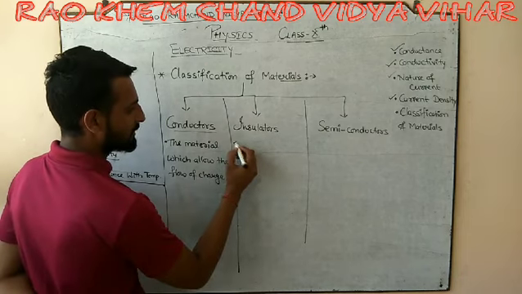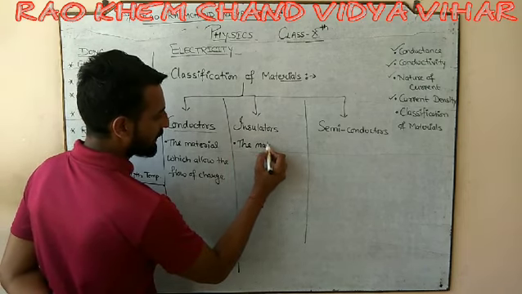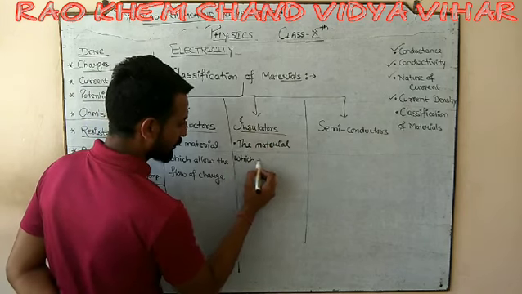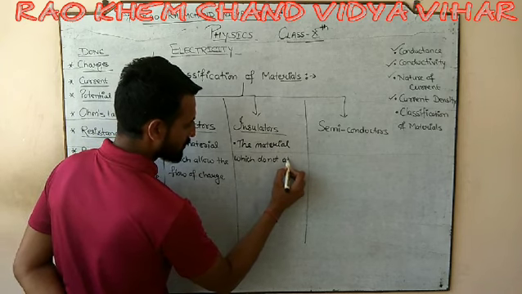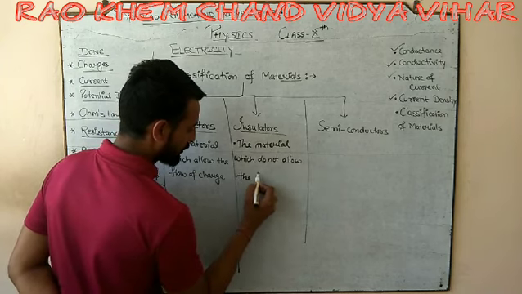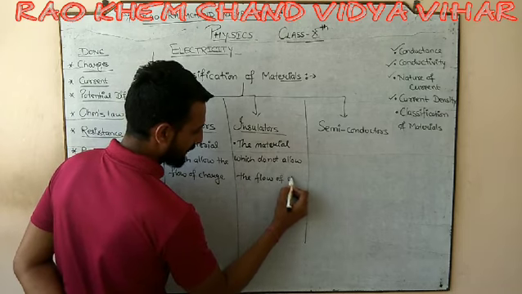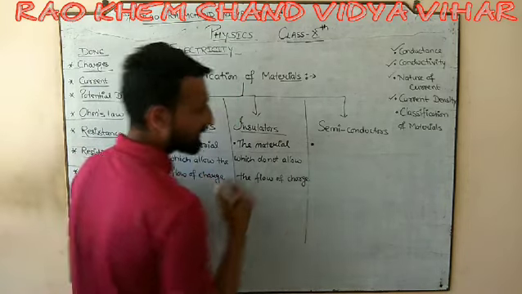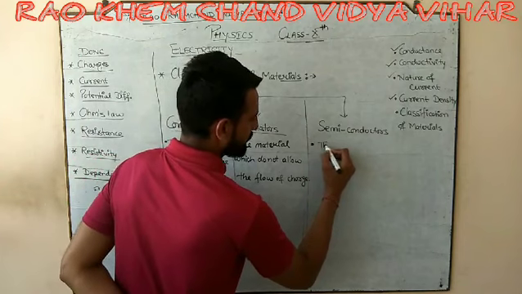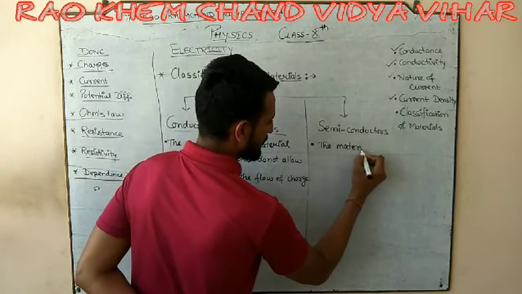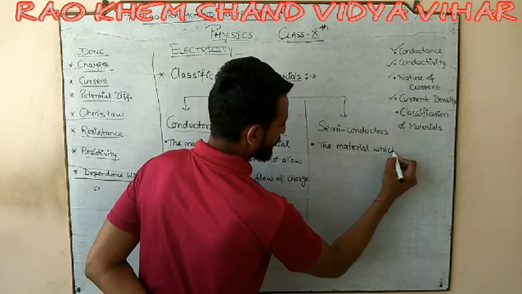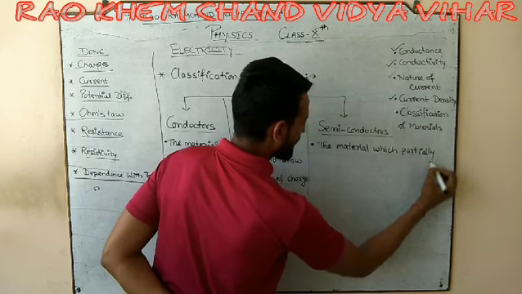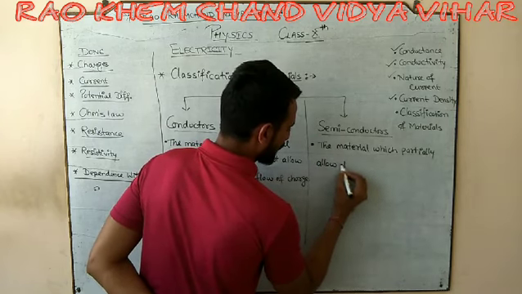In the same manner, what is an insulator? The material which does not allow the flow of charge. So the material जो आपके चार्ज के फ्लो को अलाउ नहीं करेगा, that is called an insulator. And what is a semiconductor? The material which partially allows the flow of charge.